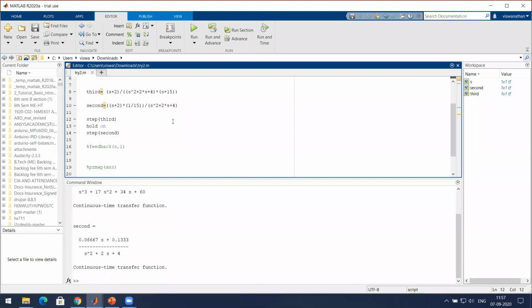Any questions in this? Any doubts? Have you all understood how to approximate a third order system into a second order system? Yes, sir. Okay.